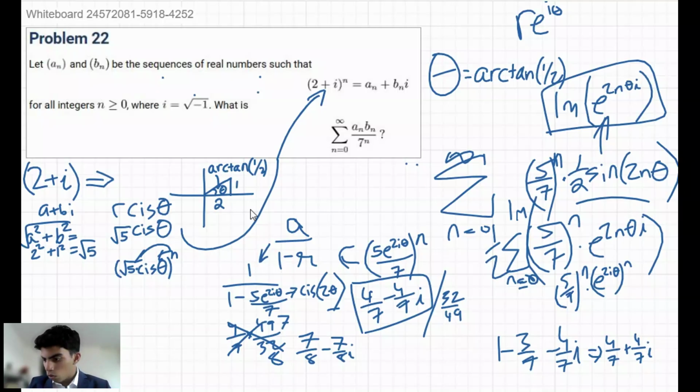Okay, well, we know that we want to get the imaginary part of this expression, and that would be 7/8. And we can then multiply by 1/2, and that would give you 7/16, which is your answer.